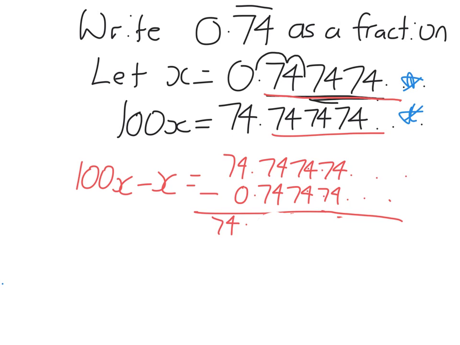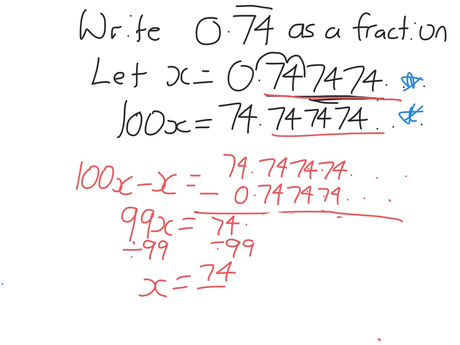So I have 100x minus x, which is 99x, equals 74. Exactly what I did last time. The last example, I can just divide each side by 99. That's how I get x and solve the equation. So x will just be 74 over 99, and I'm done.